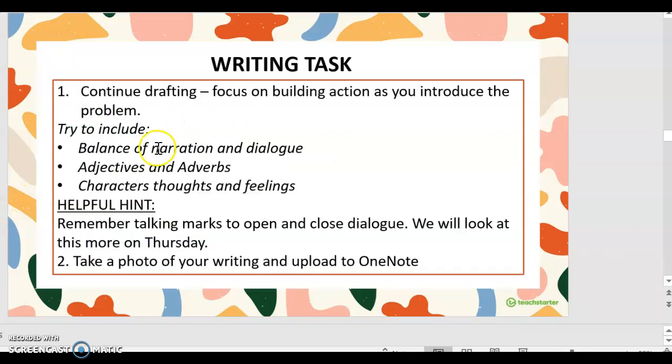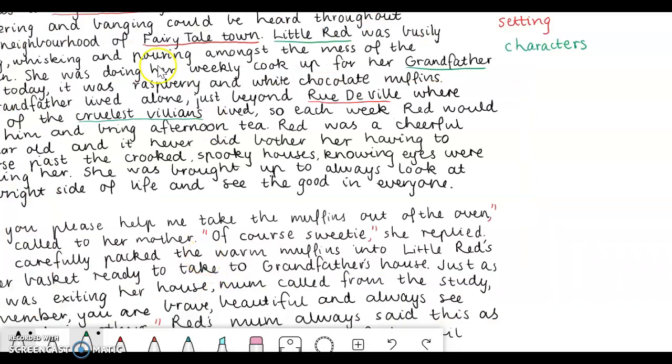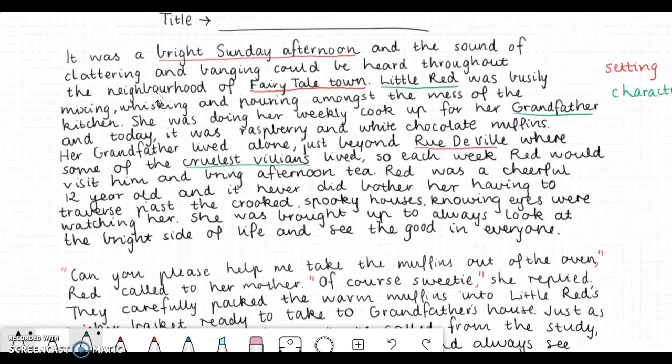So your task today is to continue drafting, focusing on building action, trying to include a good balance, adjectives and adverbs, characters' thoughts and feelings, and a little helpful hint about talking marks. We're going to have a mini lesson about how to punctuate dialogue on Thursday. We'd also like you to take a photo of your writing and upload it to OneNote. I'm going to go through my narrative with you.